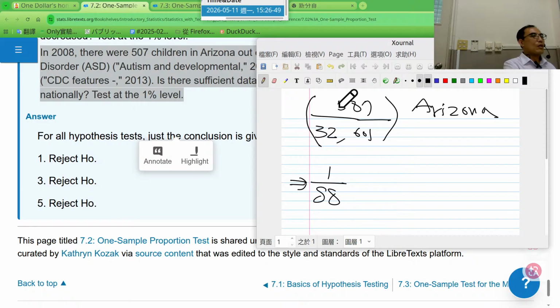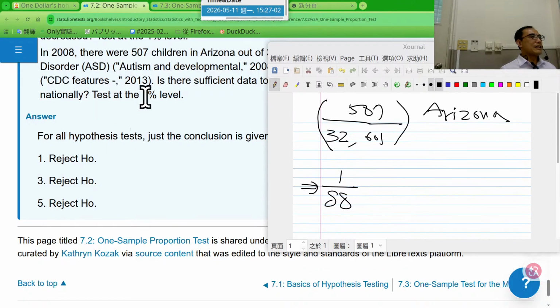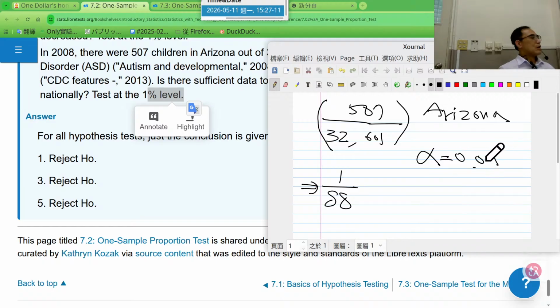Arizona, 507 divided by 32,601. What's the ratio? Okay, and now test at the 1% level. 1% level, that is alpha equals 0.01. So far, any question?